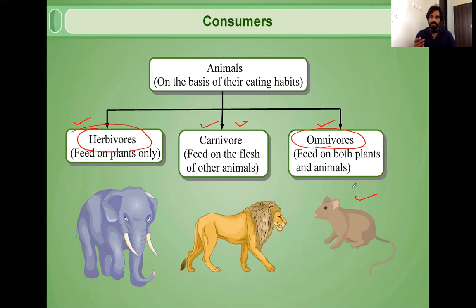Rat, if you see, rat can eat grain, rice, wheat, etc. And it can also eat small animals also. Okay, so like cat, cat can eat, cat even drinks milk, and cat also eats these rats. So they are omnivorous. So I hope this is clear to you.